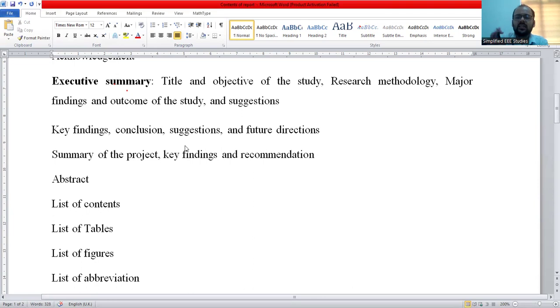Citation: at least 50 references. For the MBA process, you have to refer to at least 50 references. For PhD, at least above 100, because you'll be going for vast research. Correct? These are the basic things you need to take care of.